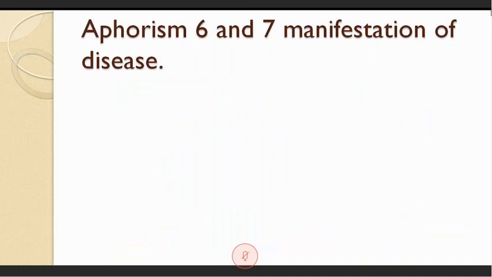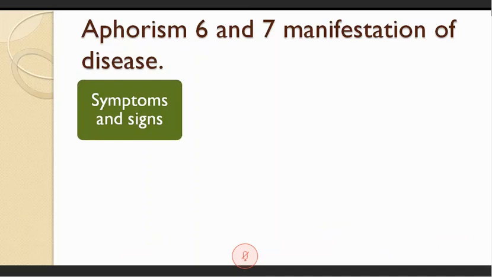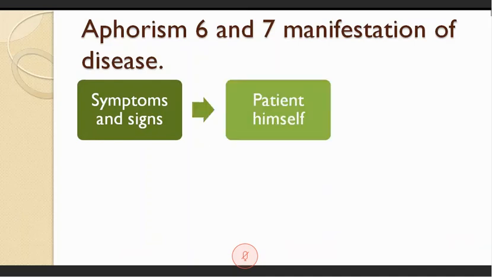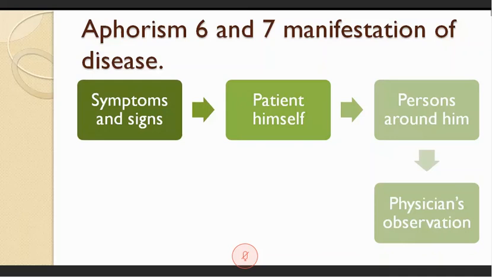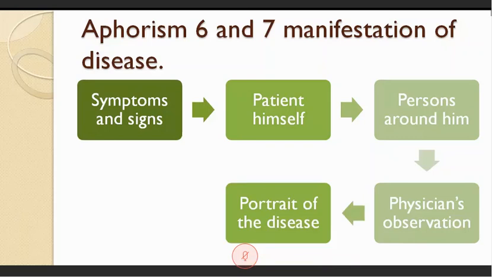And what does he say in the Organon of Medicine? Aphorisms 6 and 7: the manifestation of disease, where the symptoms and signs are given by the patient himself, and by the persons around him, if they accompany the patient, such as his wife, his father, his mother, and the physician's observations. It is very important. In each and every case, the observation should be there from the physician's point of view. The physician's observation becomes the portrait of the disease. We should consider all these things to get the portrait of the disease.